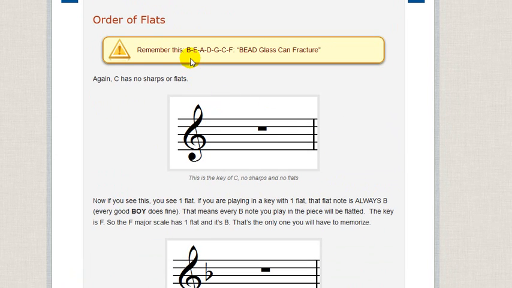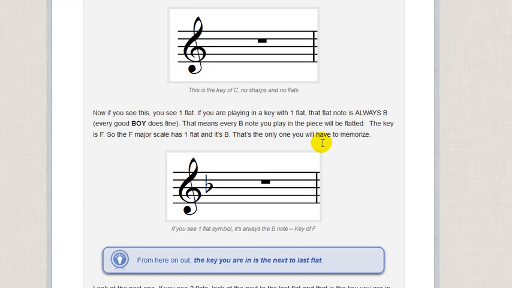Alright, remember, Father Charles goes down and ends battle. Well, the easy way to remember this, the phrase, is "Beaded glass can fracture." It spells out the word B-E-A-D, G-C-F. Again, C has no sharps or flats.